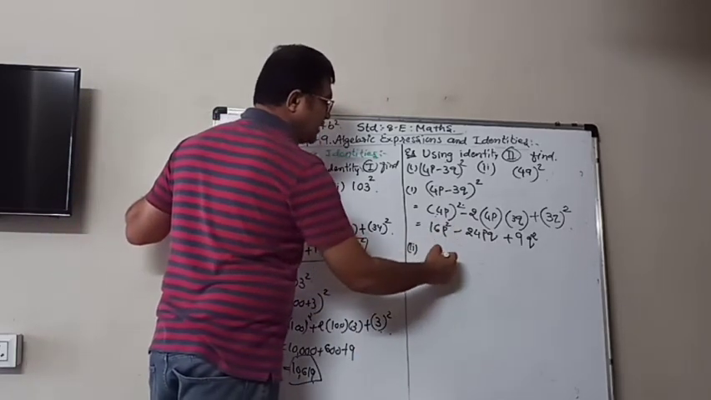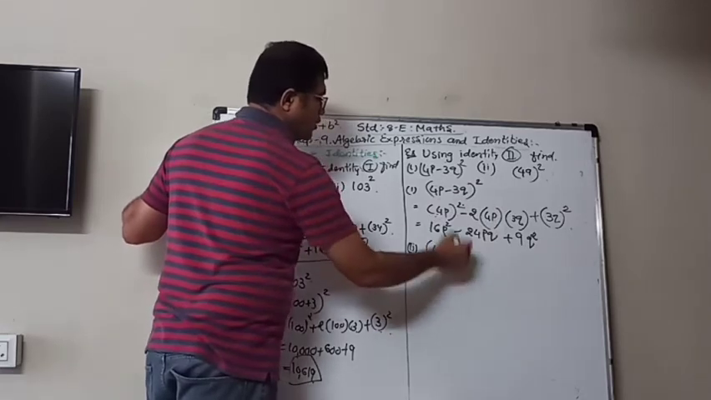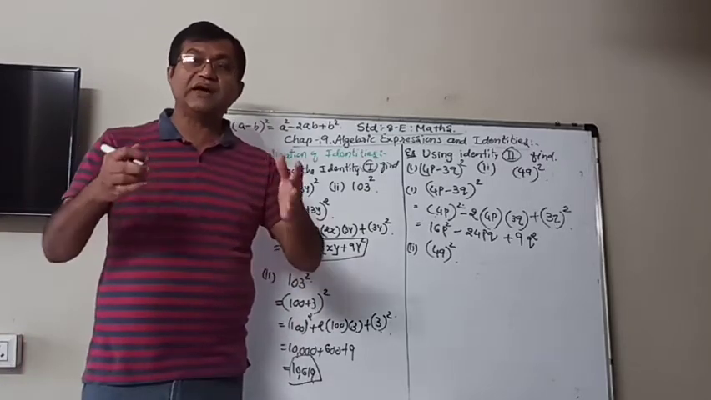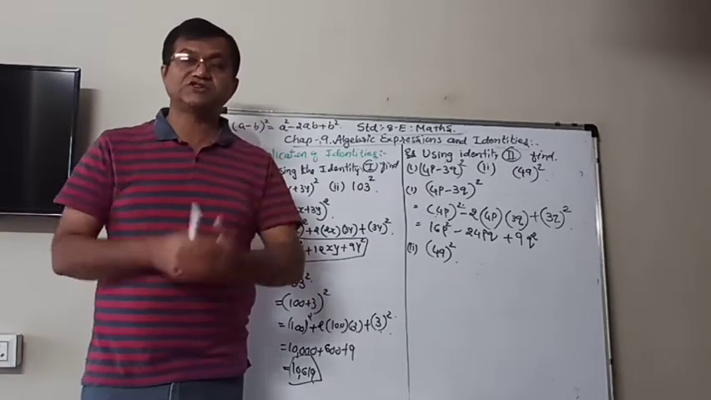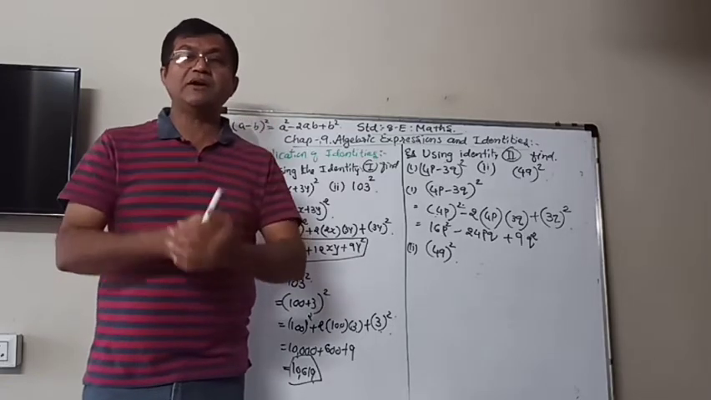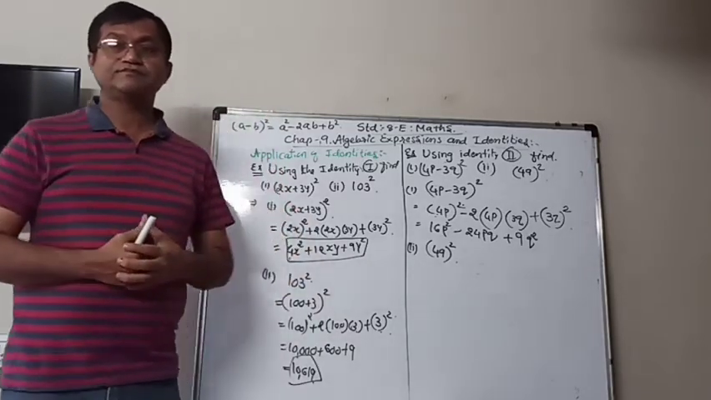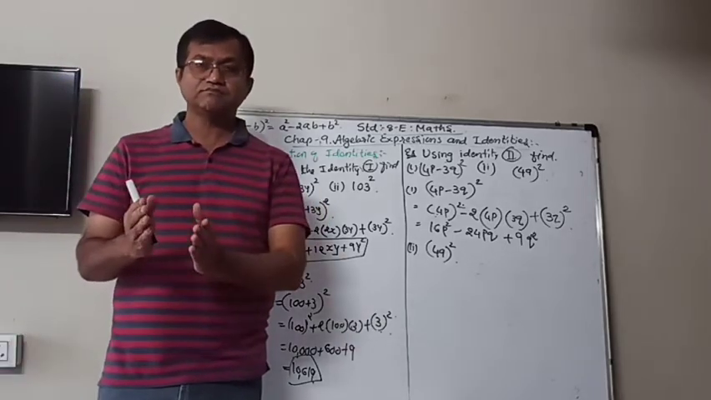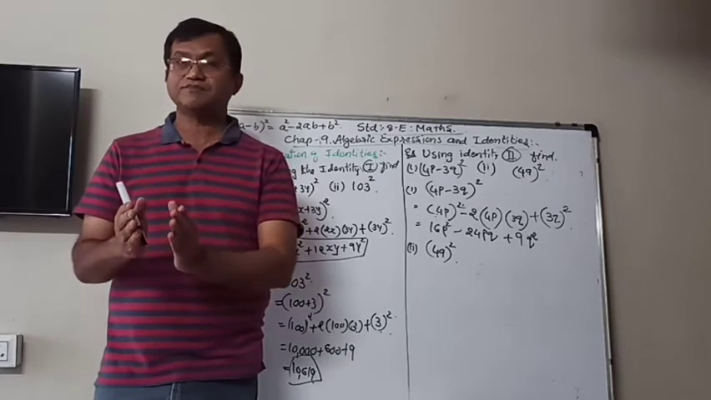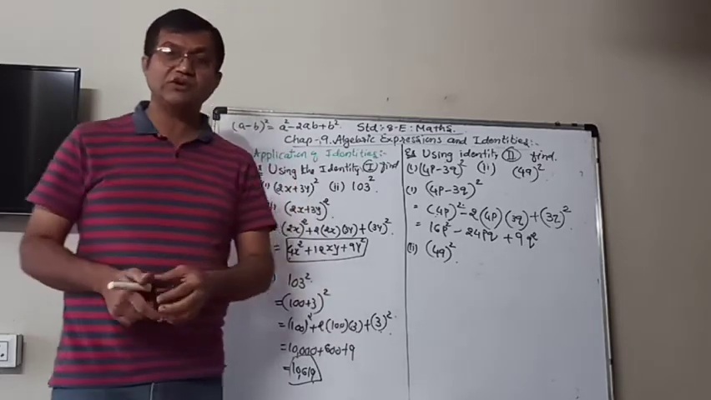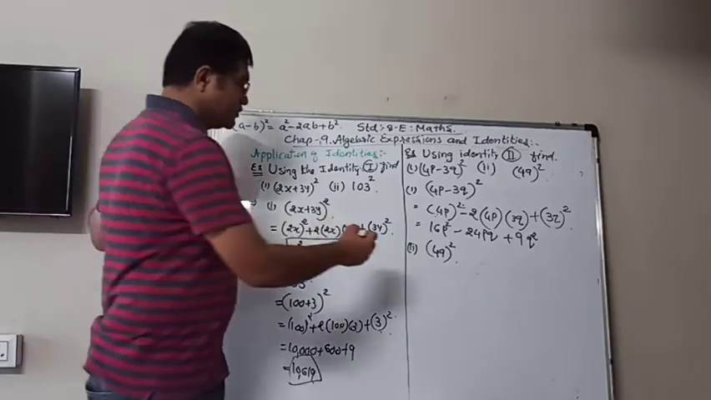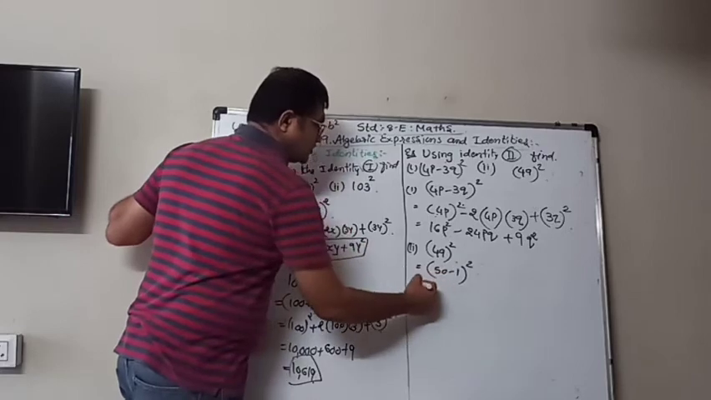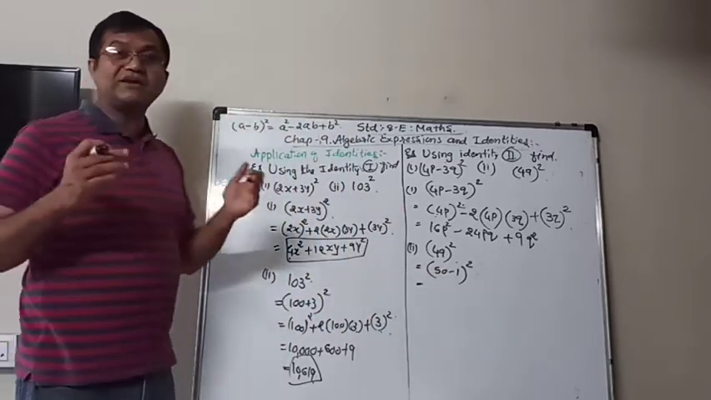Second is (49) whole square. Now 49 is nearer to which number which is a multiple of 10? Obviously 50. It is between 40 and 50, but it is more close to 50. How much? 50 minus 1. So in place of 49, you can write down (50 minus 1) whole square. So now you can apply this one, (a minus b) whole square.